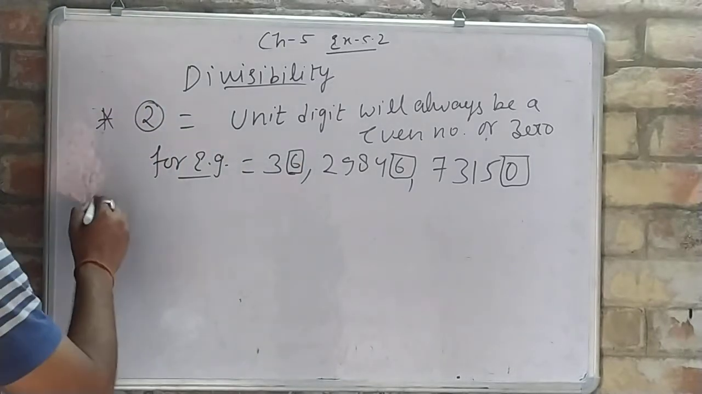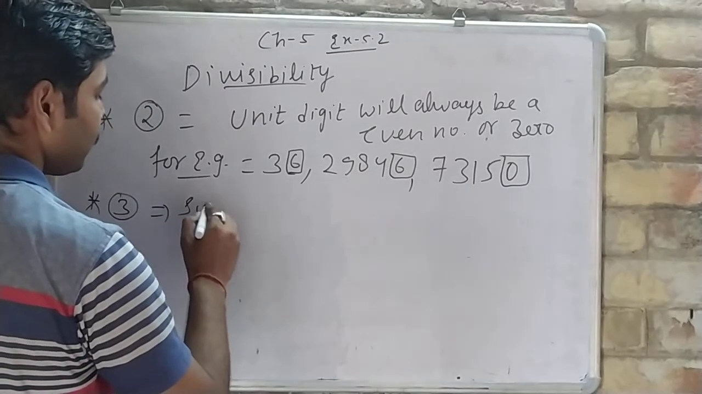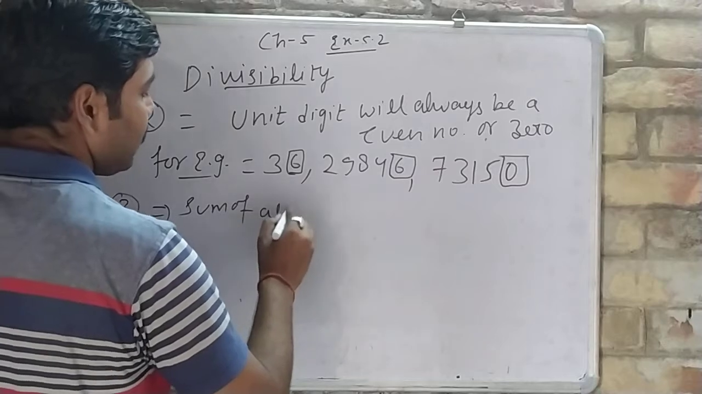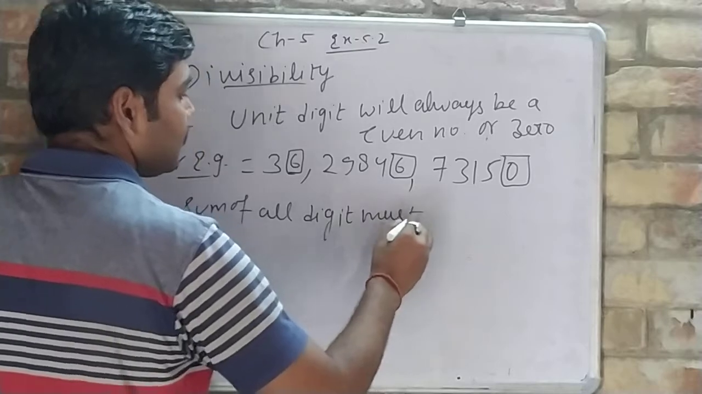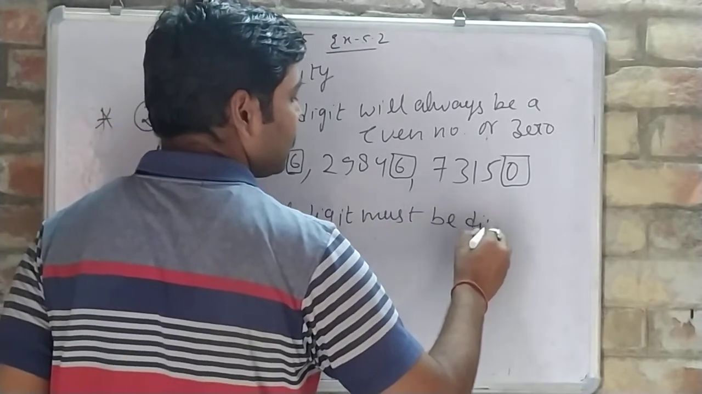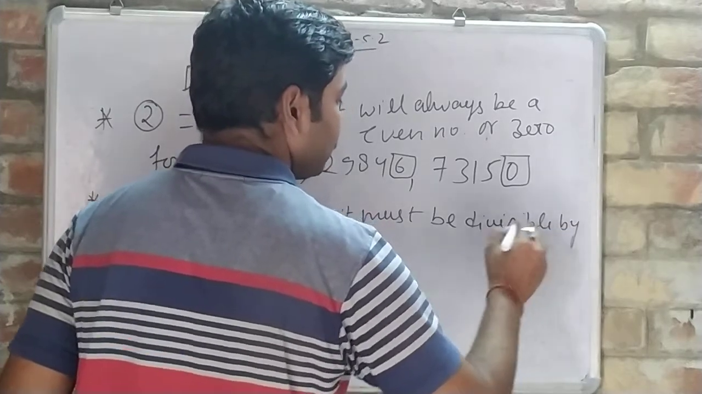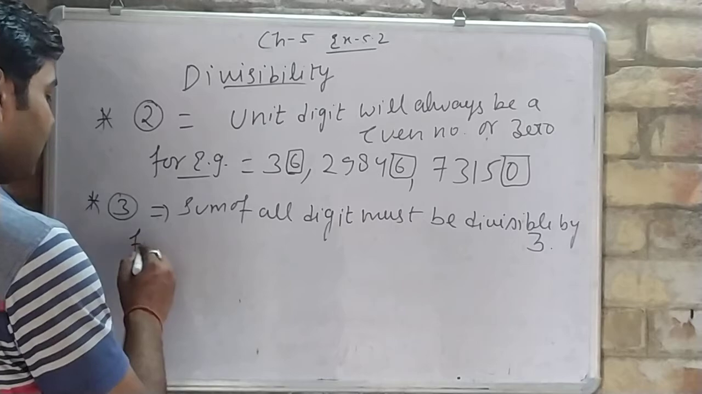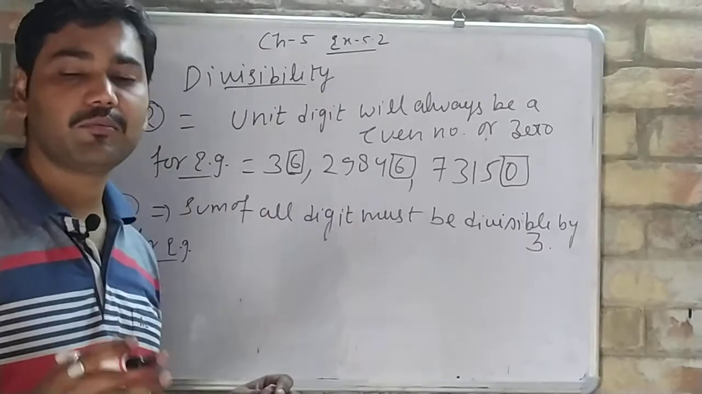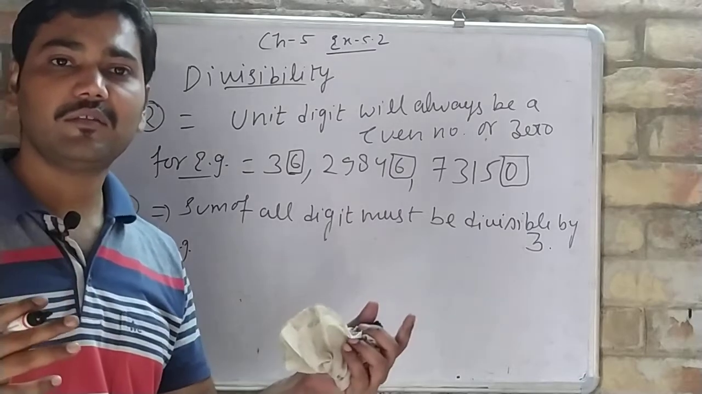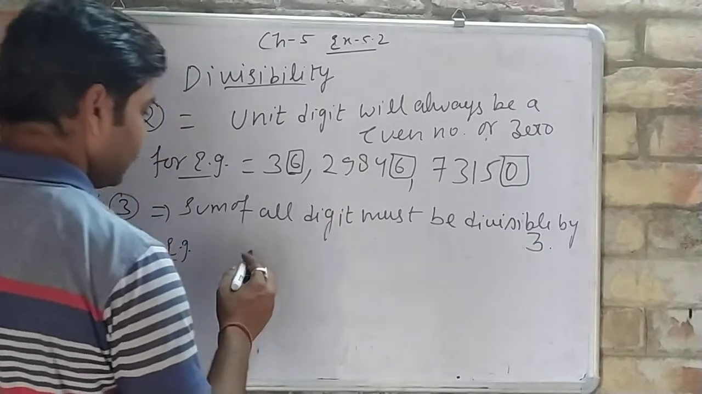Okay, it is very easy. Now see divisibility of 3. In divisibility of 3, the sum of all digits must be divisible by 3. For example, what is it saying? How do we check divisibility of 3? The digits that are in the number, we add them, and if the sum is divided by 3, it means that number will be divisible by 3.